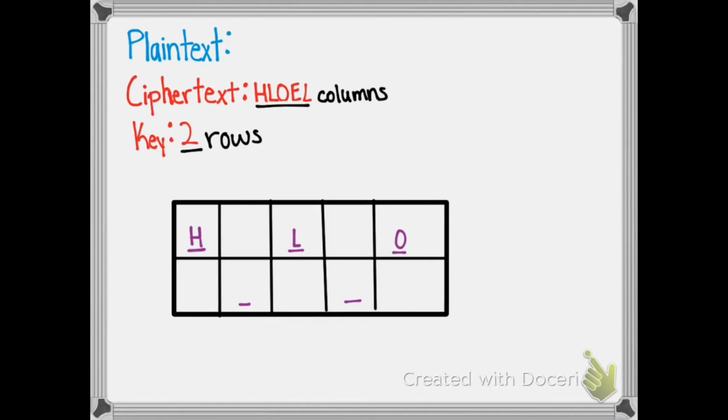Since it's the last box, you go to the next row. Now the next letter is E, so you input E. Now there's still one more box left in this row, so you put L. Now that we've finished putting in all the letters, we have to read this and decrypt it.